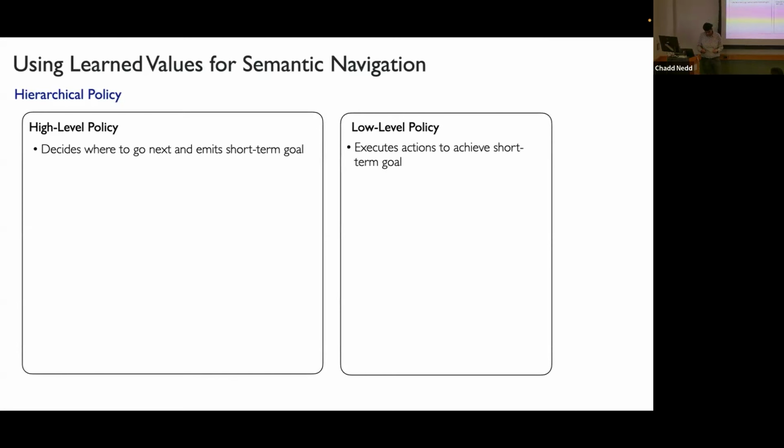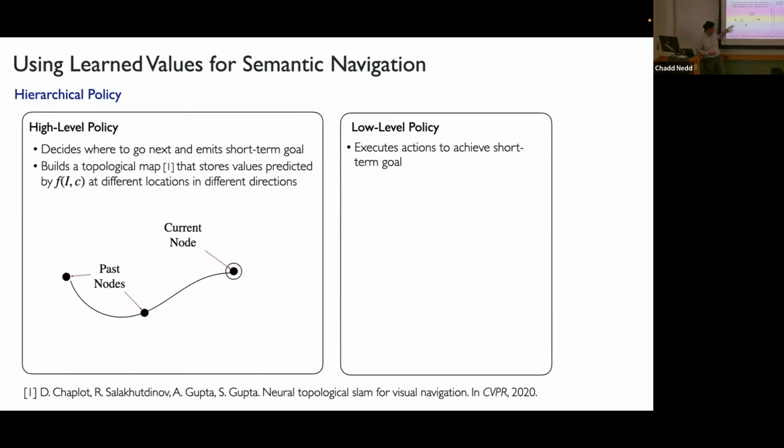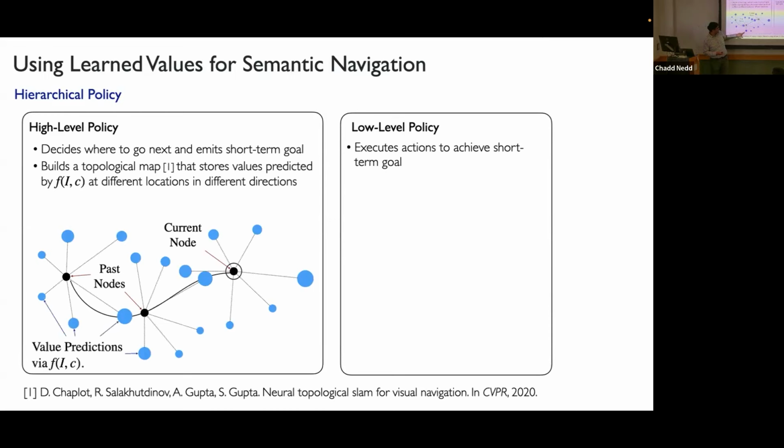The high level policy is building a topological map, which is a representation of the environment. These are the locations you have been, and this is the location you are at right now. We speculate that in the different directions, this is the likelihood of finding the target. What I'm showing you here are the value predictions from each of these panoramas, and how likely it is to find the target in one of these locations.